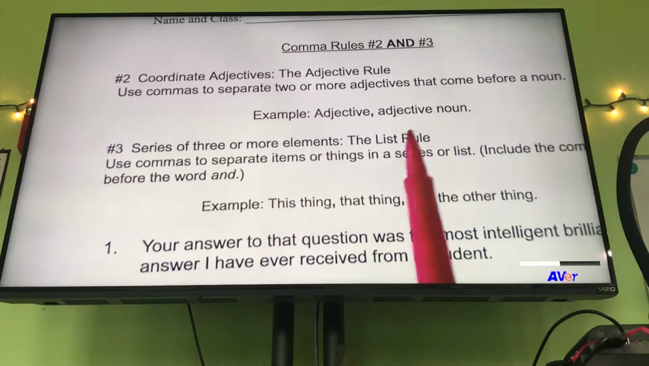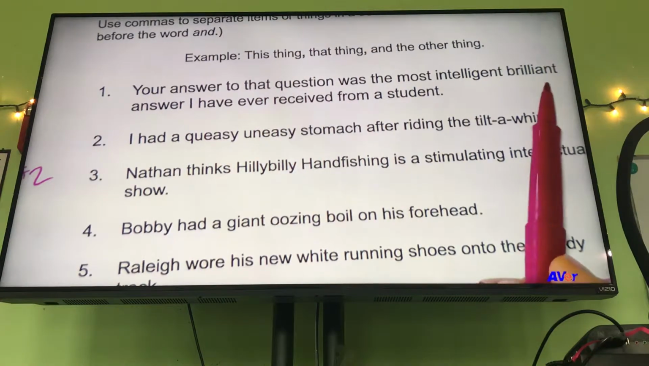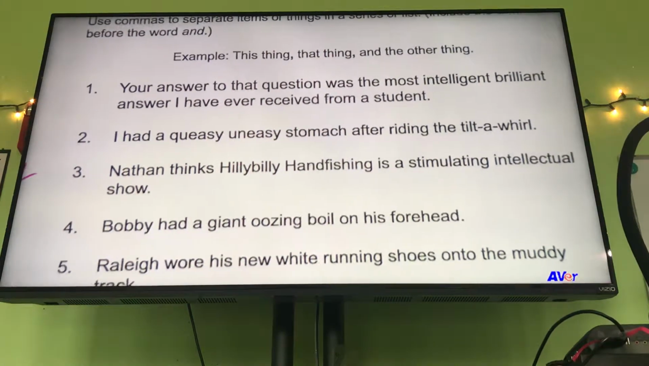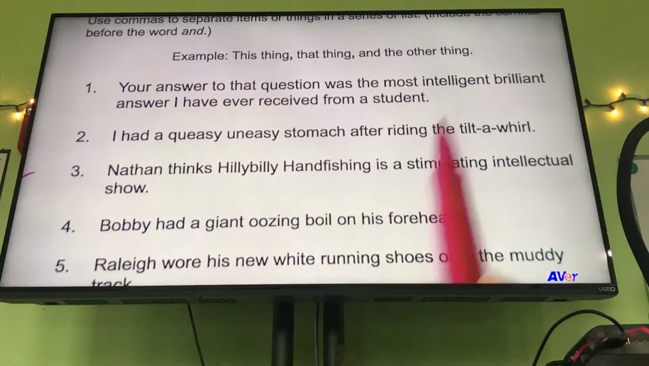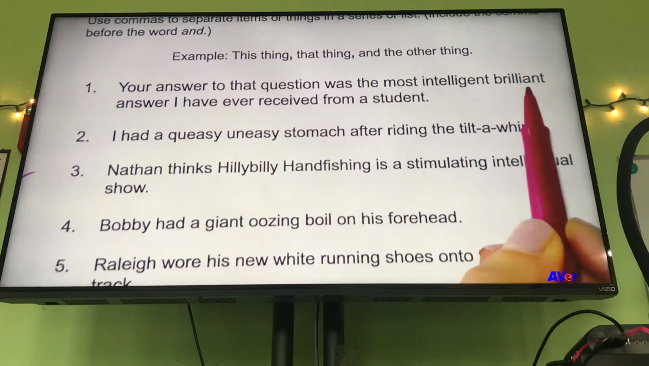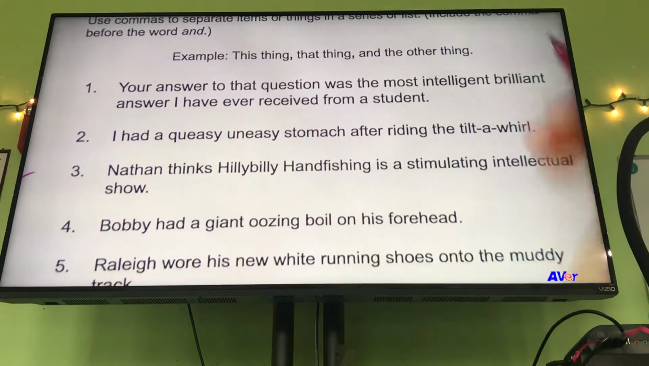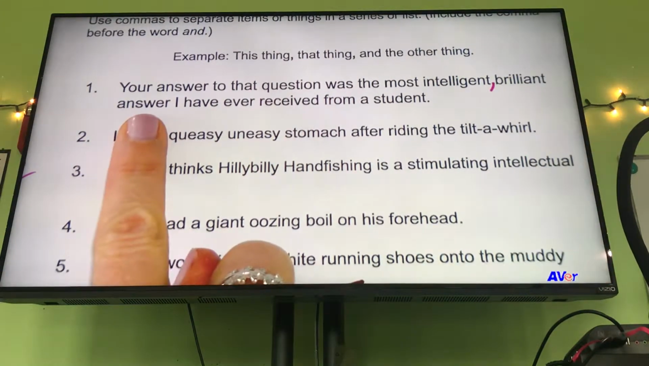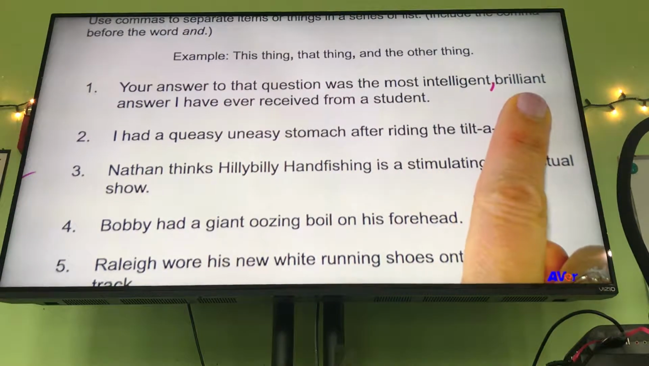So, an example, adjective, comma, adjective, noun. So here, your answer to that question was the most intelligent, brilliant answer I have ever received from a student. So you want to find 2 adjectives describing a noun. Intelligent, brilliant are both adjectives describing answer. It was an intelligent, comma, brilliant answer. So the comma just has to separate the 2 adjectives.